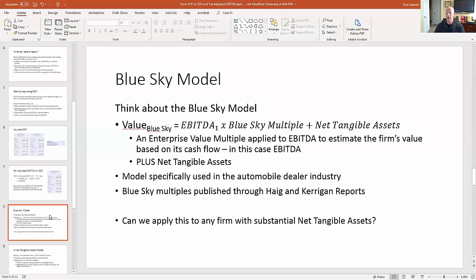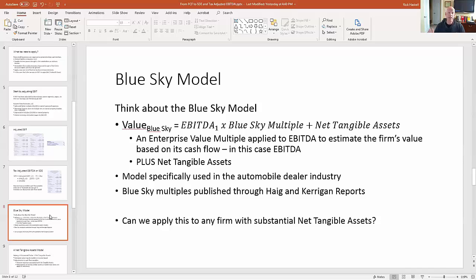And we'll think about whether or not this is a construct that we can use for other businesses that are not in the auto dealership or the RV dealership or the heavy equipment manufacturing dealership space. And we can, because we know that we have two separate values for a company that we have to think about that need to be added together when the company has significant non-depreciable and marketable assets.